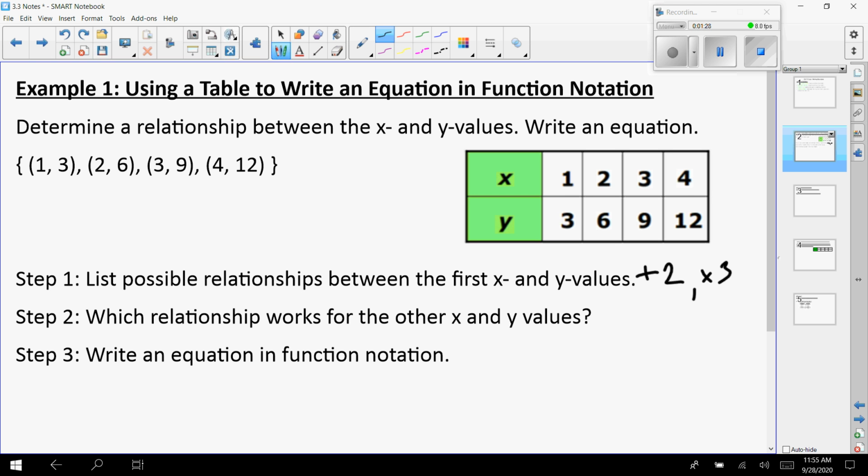So looking at 2 plus 2 would be 4, so this one does not work. However, 2 times 3 gives us 6. 3 times 3 gives us 9. 4 times 3 gives us 12. So we write an equation in function notation. So f of x equals 3x.